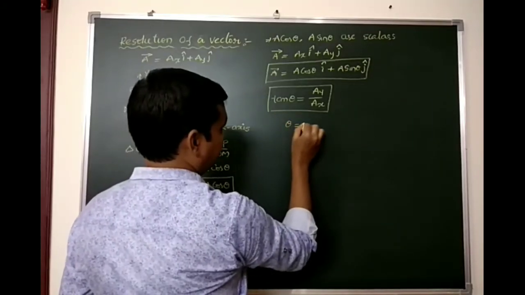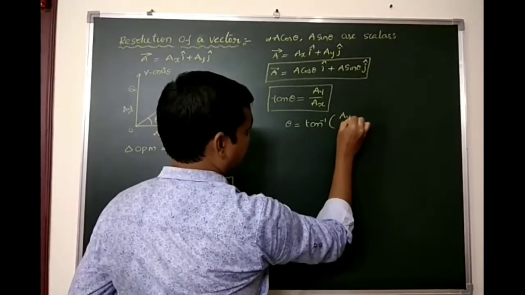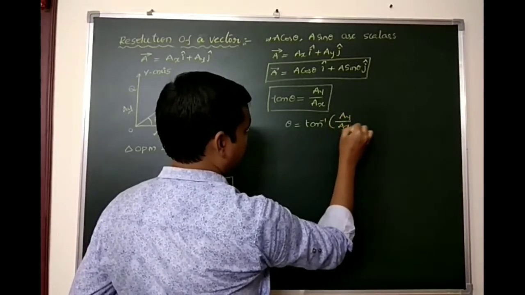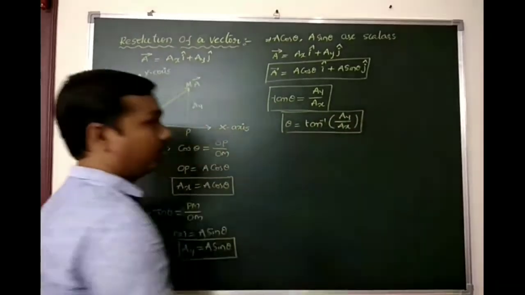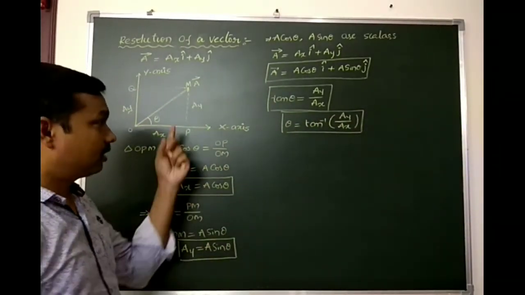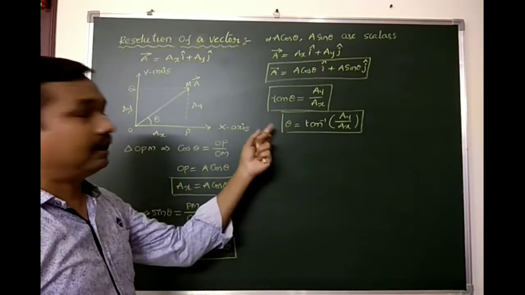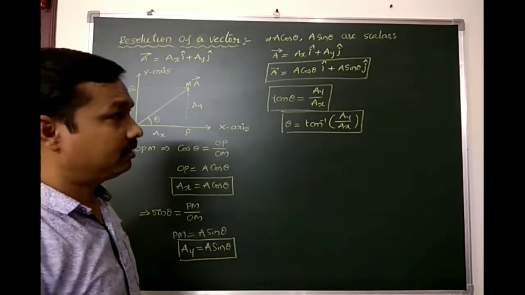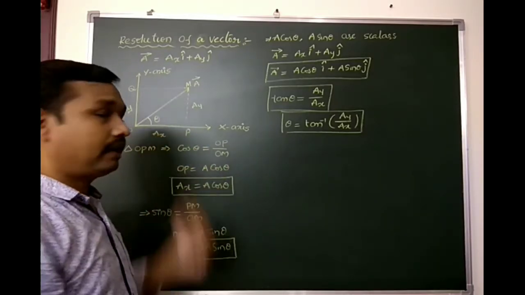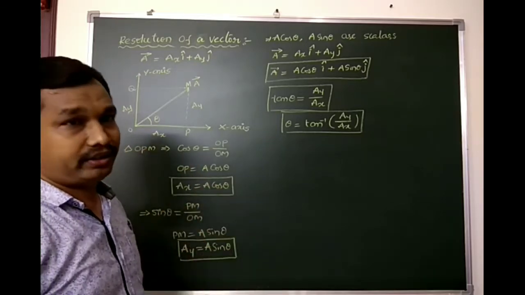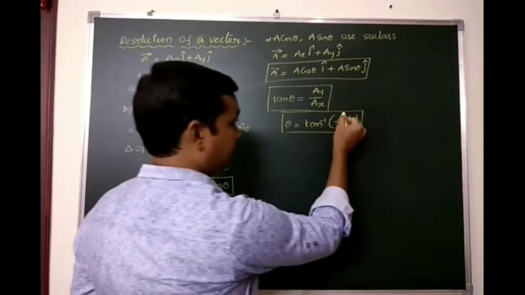Then theta is equal to tan inverse of Ay by Ax. If you know the component values, the Ax value and the Ay value, you can calculate the angle directly. For example, suppose the Ay value is 1 unit and the Ax value is also 1 unit. Then what is the angle? Theta is equal to tan inverse of 1 by 1.